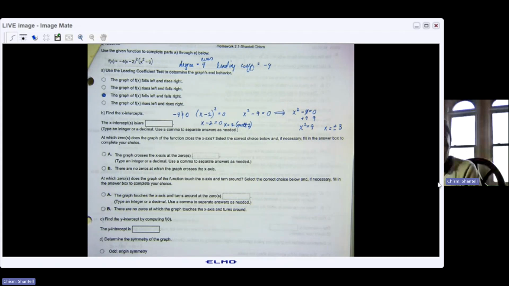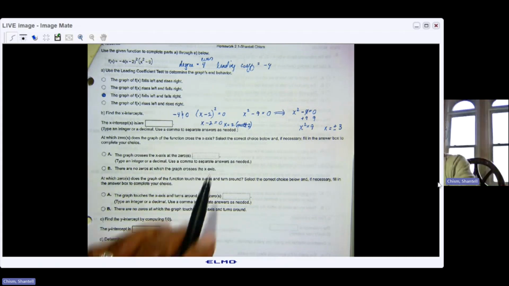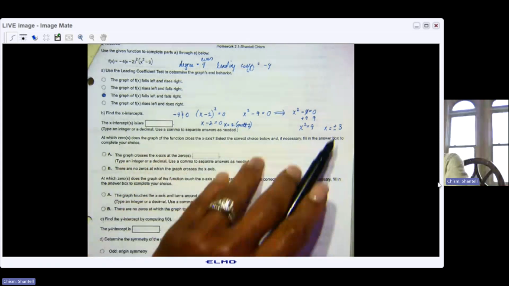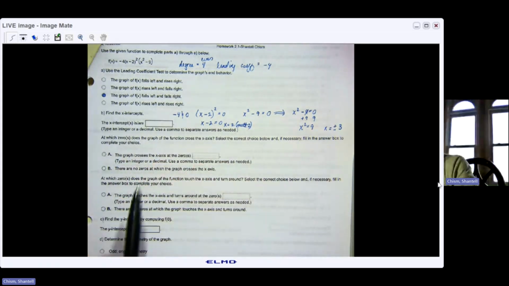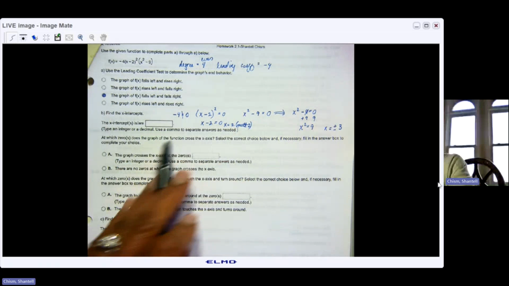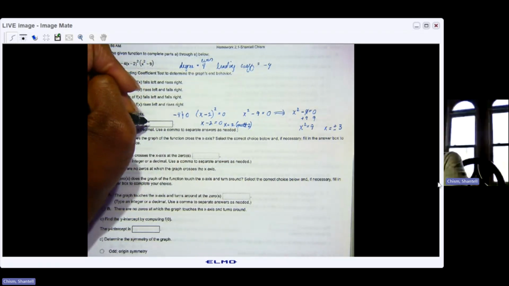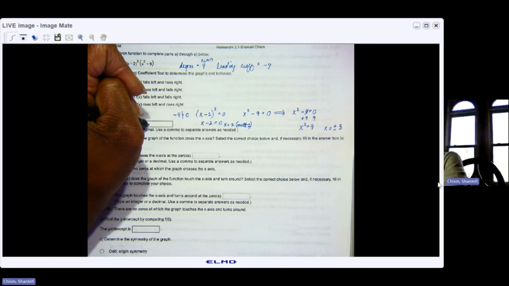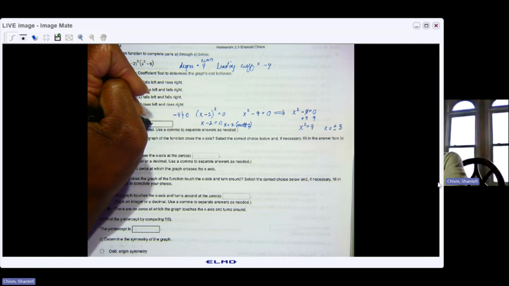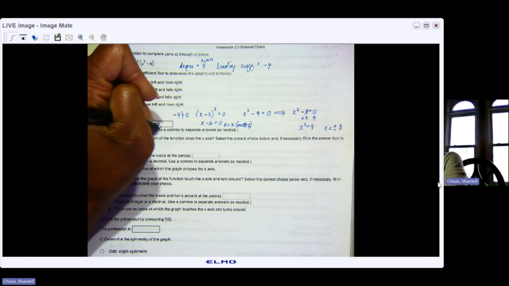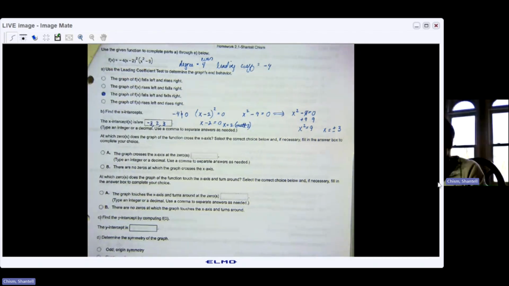So I have 3 x-intercepts. So I technically have 3 solutions. I have 2, I have -3, and I have +3. And we're going to separate these with commas. No particular order, but I'm going to put them in ascending order. Let's start with the smallest. So -3, +2, and then +3.